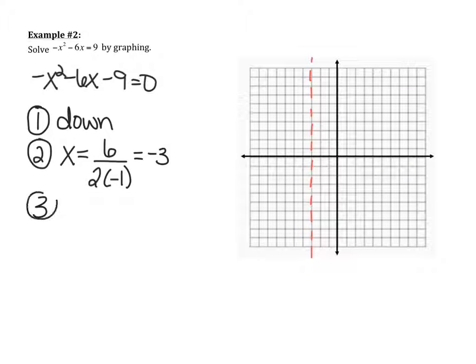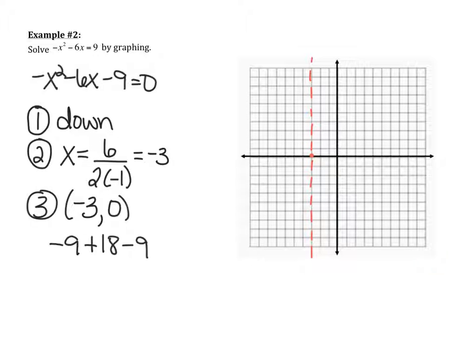Step 3 is the vertex. Since we know the axis of symmetry is at x equals negative 3, my vertex has an x value of negative 3. So I'll take negative 3, plug it in for x into my equation and figure out what y is. So negative 3 squared is 9, so negative 9 minus 6 times negative 3. That would be negative 9 plus 18 minus 9. So negative 9 and negative 9 is negative 18. So if I have negative 18 plus 18, that means my y value is 0. So I'm going to go to my graph and put a point at negative 3, 0.